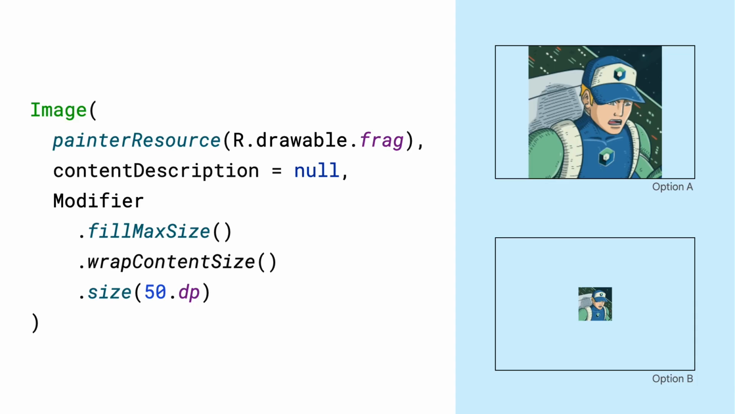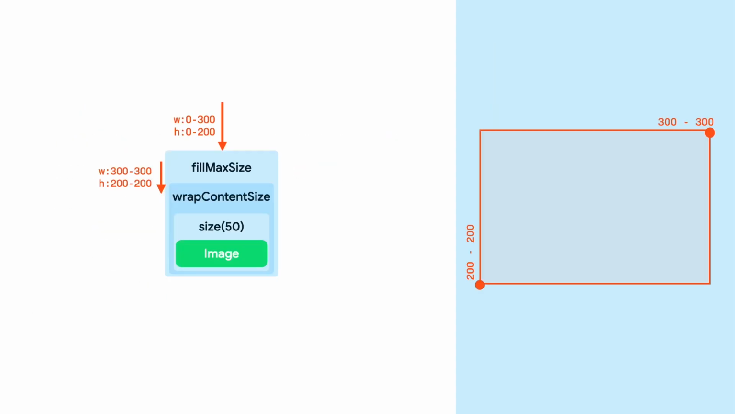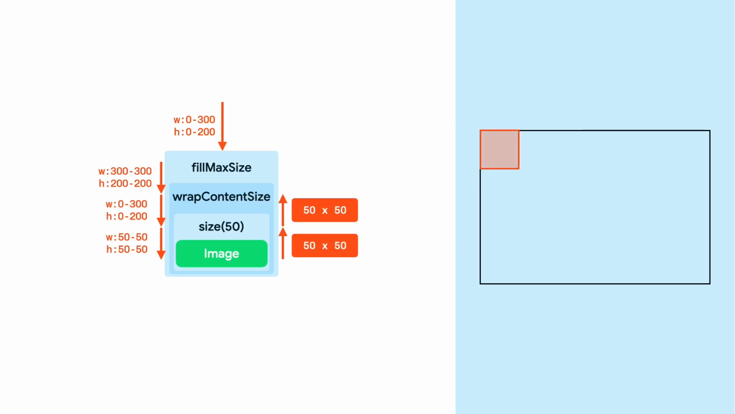Now, what would happen when we add a wrapContentSize modifier to the mix? The fillMaxSize modifier will still behave the same, but the wrapContent modifier resets the minimum constraints. So while fillMaxSize resulted in fixed constraints, the wrapContent modifier resets it back to bounded constraints. The following node can now take up the whole space again or be smaller than that entire space. And so the size modifier sets the constraints to minimum and maximum bounds of 50. The image thus resolves to a size of 50 by 50, and the size modifier forwards that.